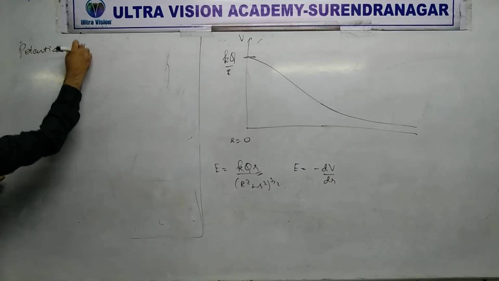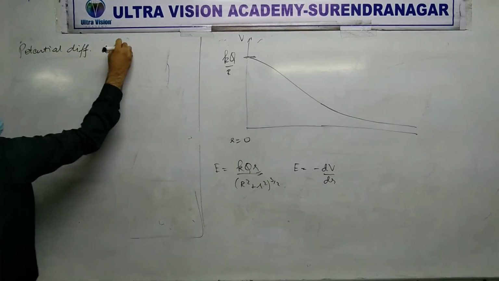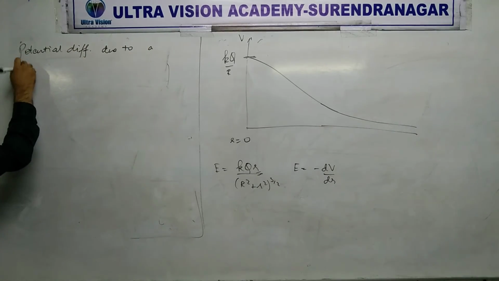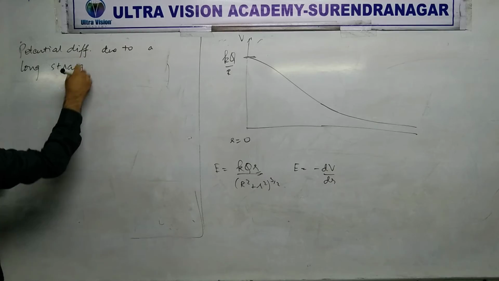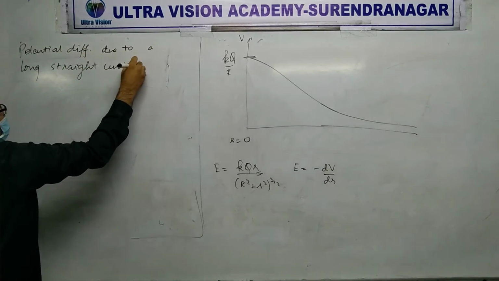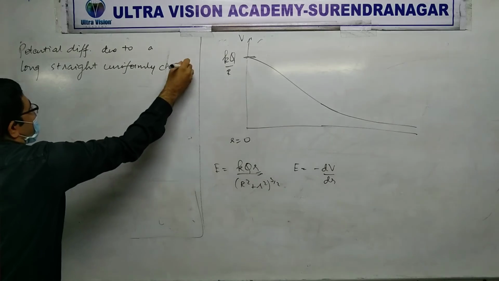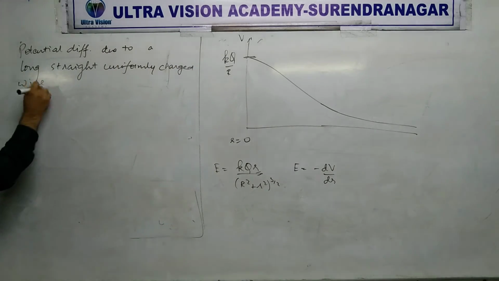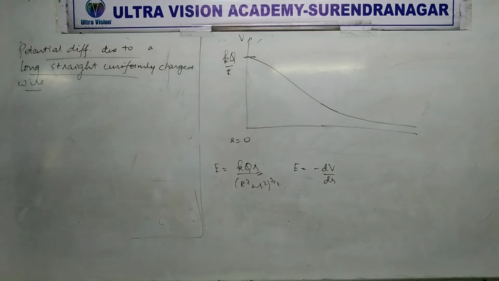Potential difference due to a long, straight, uniform wire or uniformly charged wire. Do you remember the electric field formula for a long, straight, uniform wire? E is equal to lambda by 2 pi epsilon 0 r. Yes or no? So here is a long straight wire.